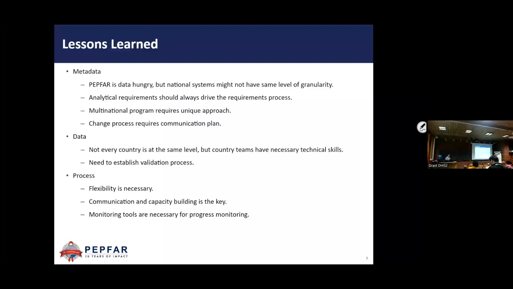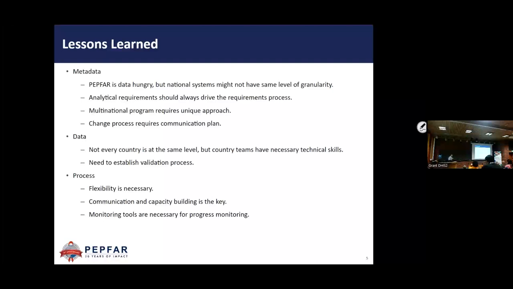A regional, multinational program requires a unique approach. You need to collaborate with all the different players. It's not one country where you have one Ministry of Health telling you what to do. Different countries have different timelines, different processes, different maturity levels. Some are technically savvy, some are not. Some need a little more support in this process. Some have data at a much more granular level, some don't. So that goes into my next point, the data.